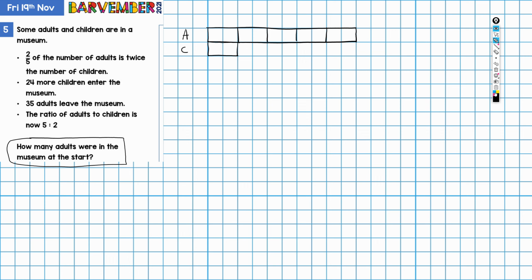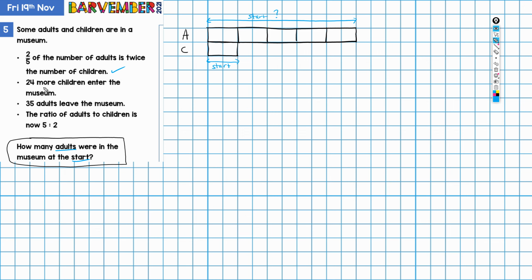And what I should also do here is show that this is the start. Okay, so this is the start, and that's actually our question. How many adults were in the museum at the start? So I'm going to put my question mark there. And here is the start for the children. Okay, so far so good. Right, so I've represented that bit of information there.